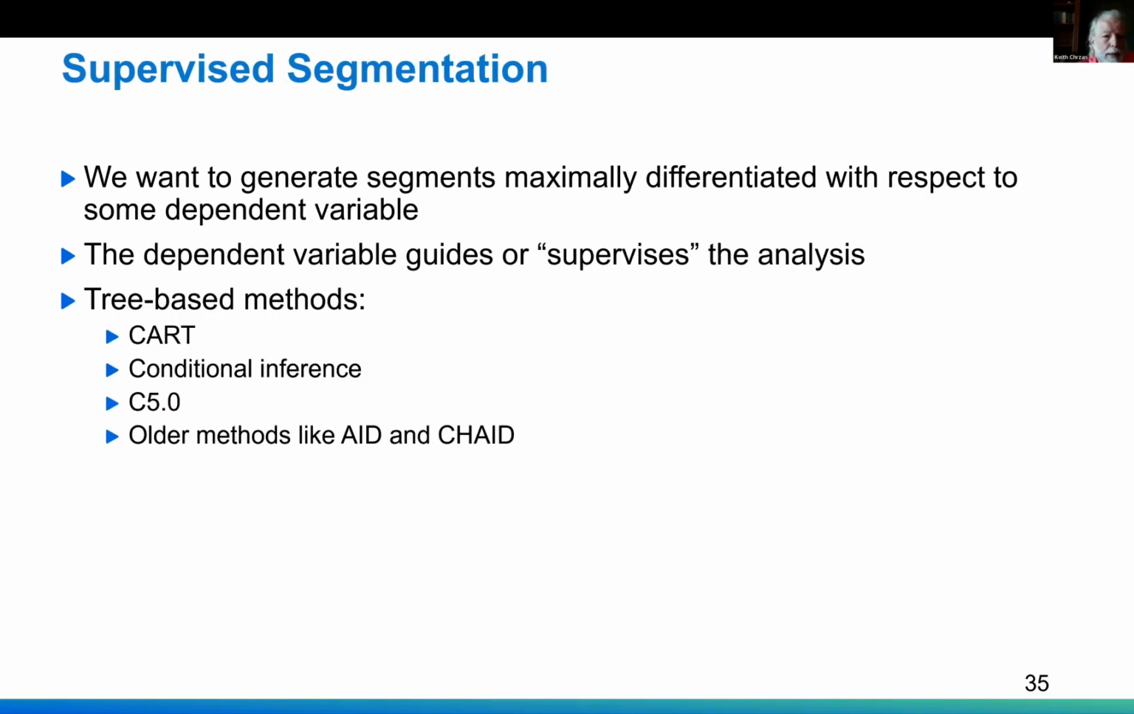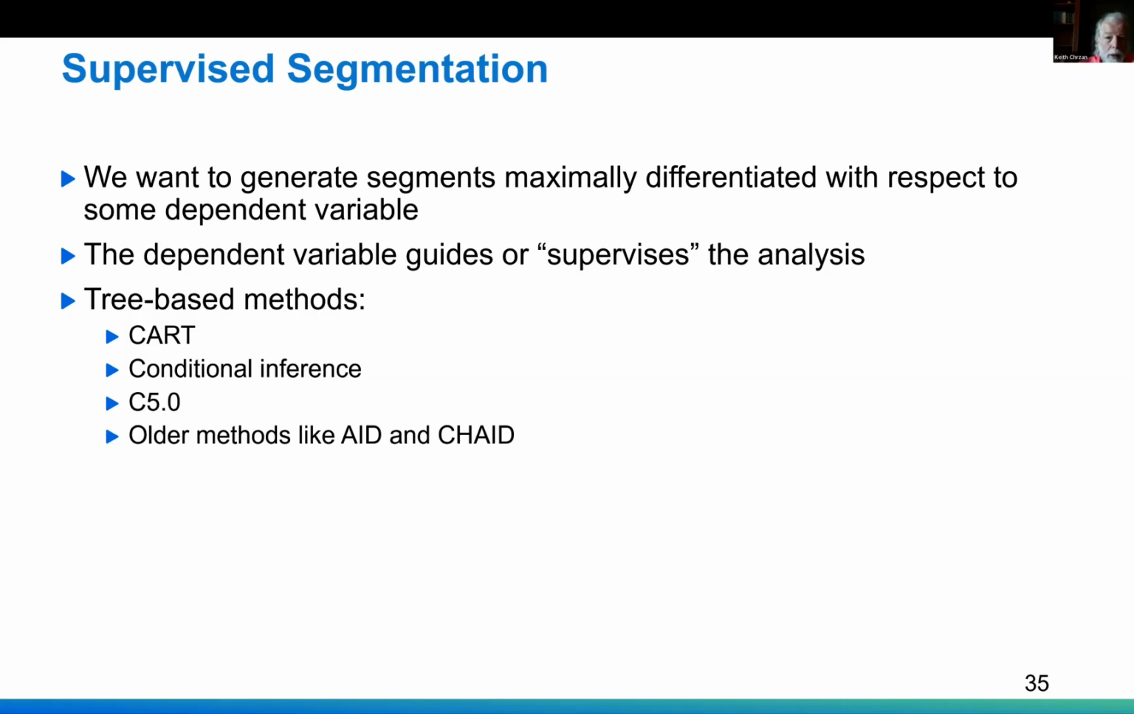A supervised segmentation, on the other hand, is we want to generate segments that are maximally differentiated with respect to some dependent variable. And that dependent variable is said to guide or supervise the analysis. And for this, we're going to use a tree-based method, and there's several to pick from. I'm old, so I started doing it back in the 80s, I guess, and the only algorithm I had at the time was something called AID, the Automatic Interaction Detector. It was an old DOSy program, but it made trees for me.